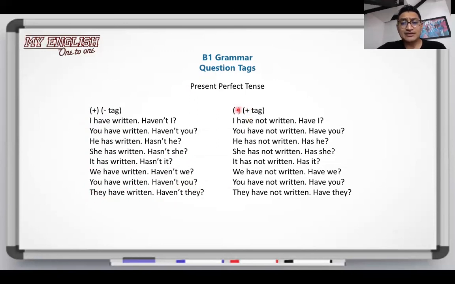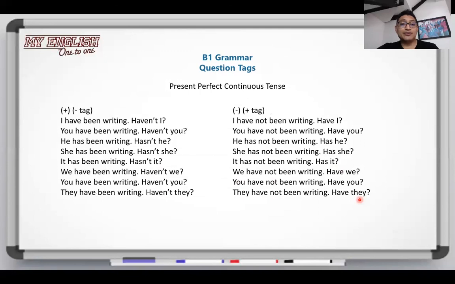Now we're gonna check a negative sentence with a positive question tag. I have not written, have I? You have not written, have you? He has not written, has he? I'm sorry, has he? It has not written, has it? We have not written, have we? You have not written, have you? They have not written, have they?